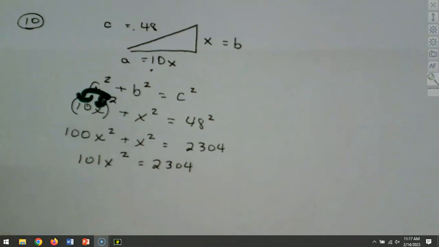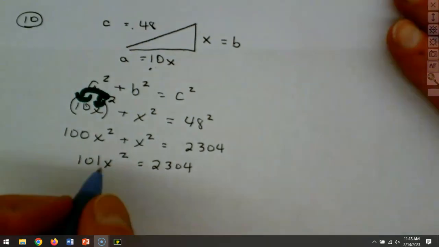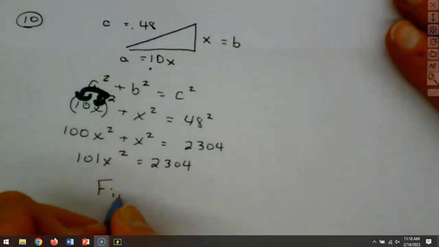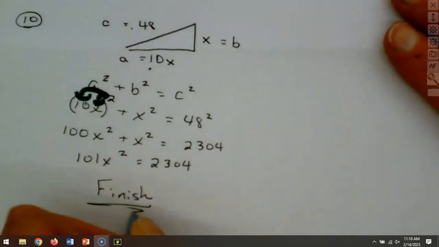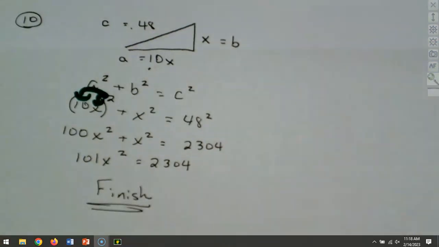Use your calculator, because it says here what? It says round to the nearest tenth of an inch. So that means you use your calculator. You don't have to break up the roots. You just use your calculator and round to the nearest tenth of an inch. So divide and then take the square root. And that should let you finish it from here. But it's mostly done. So just divide and take your square root.